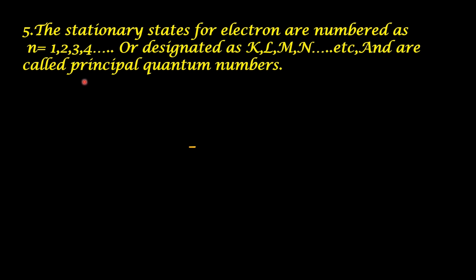Shells are designated as K, L, M, N, etc. and are called principal quantum numbers. This is as per the previous postulate, that is, as per the angular momentum.